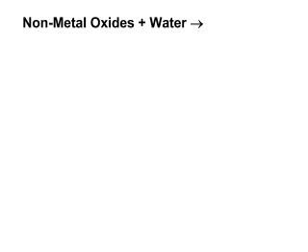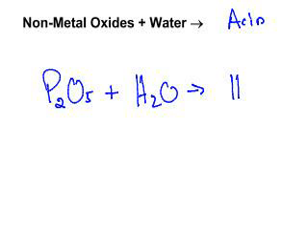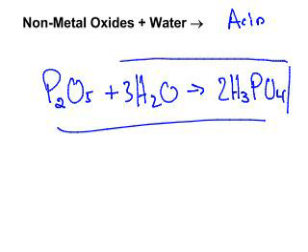And then, of course, the opposite: non-metal oxides plus water make what? Acid. A classic case would be diphosphorus pentoxide plus water. What does it make? Phosphoric acid, H3PO4. That's the one from the long problem in the last podcast. I think to balance this you need a 2 and maybe a 3 here. You can go back and look at it. That's phosphoric acid.